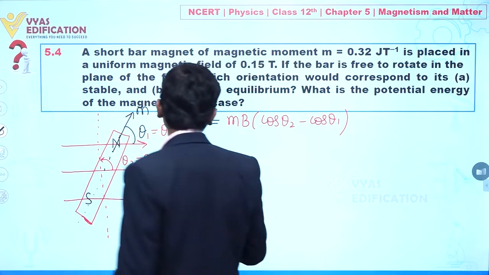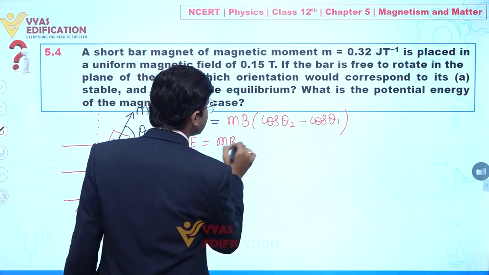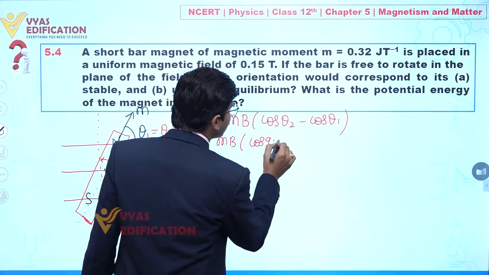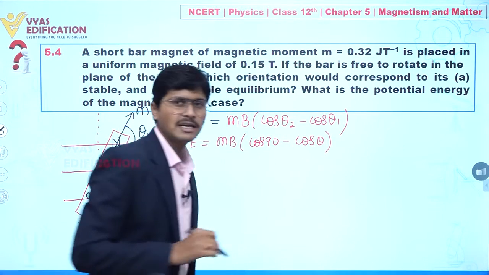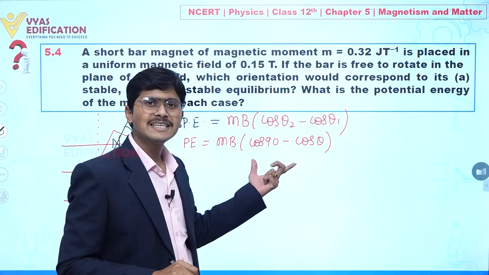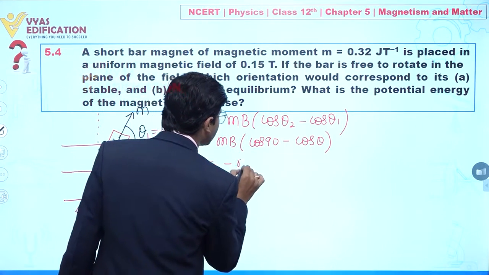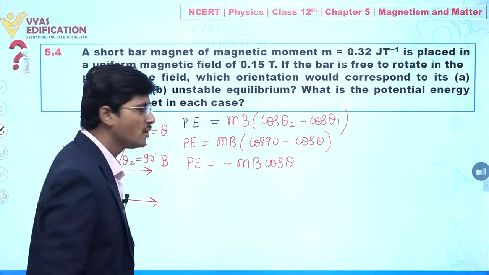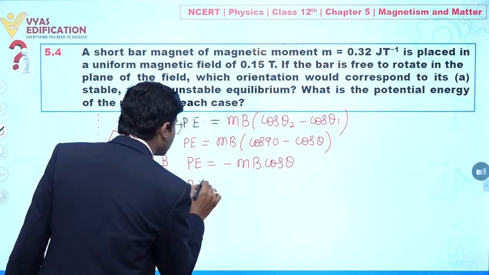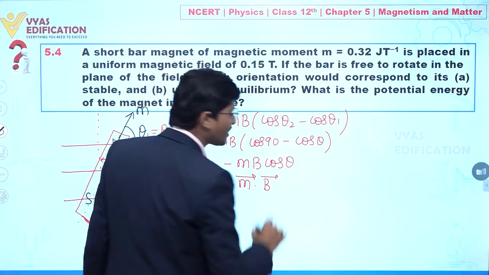Now if I put this value here, the potential energy expression is given by mB cos 90 minus cos theta. We know the value of cos 90 is 0, so the potential energy is given by minus mB cos theta. Or you can also write it as potential energy equals minus m dot B.